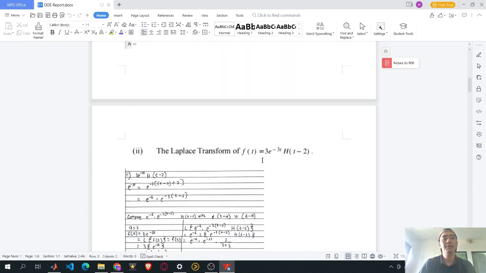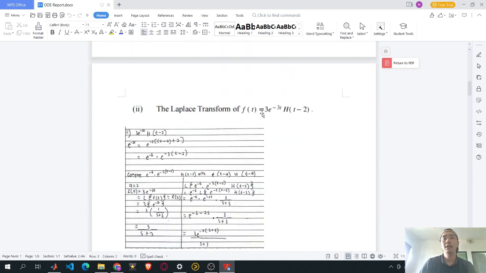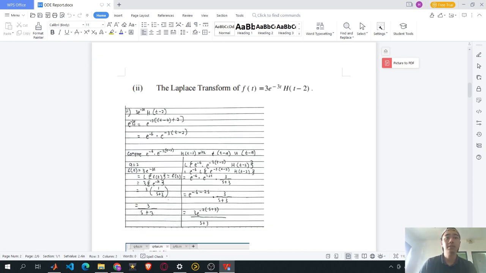And then the second one is f(t) equals 3 exponent negative 3t times h bracket of t minus 2. First things first, we just need to make it become 2 like this.